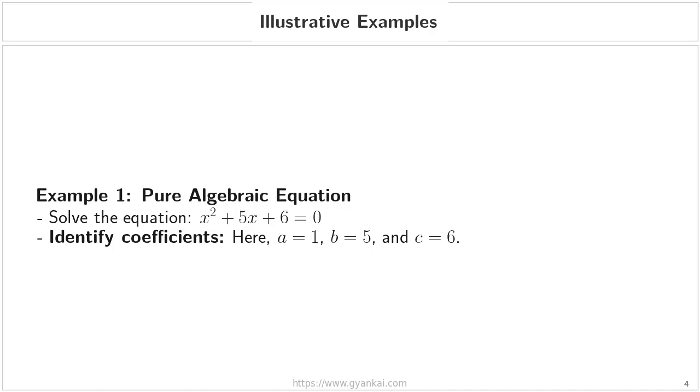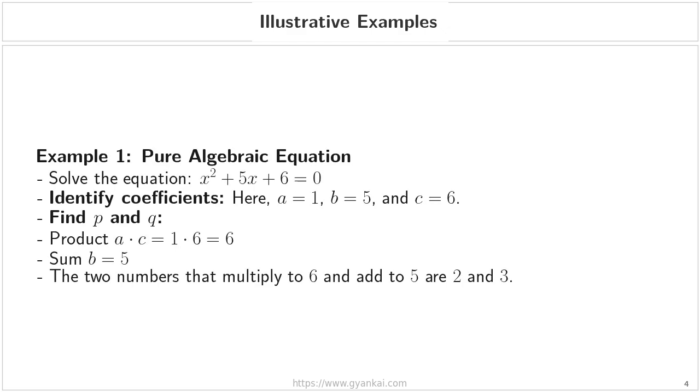First, we need to identify our coefficients. Looking at our equation, we can see that a equals 1, b equals 5, and c equals 6. Next, we move to the most critical part. Finding our two magic numbers, p and q, as we discussed, we need two numbers that satisfy two conditions. First, their product, which is a times c, must be 1 times 6, which equals 6. Second, their sum must be equal to our middle coefficient, b, which is 5.